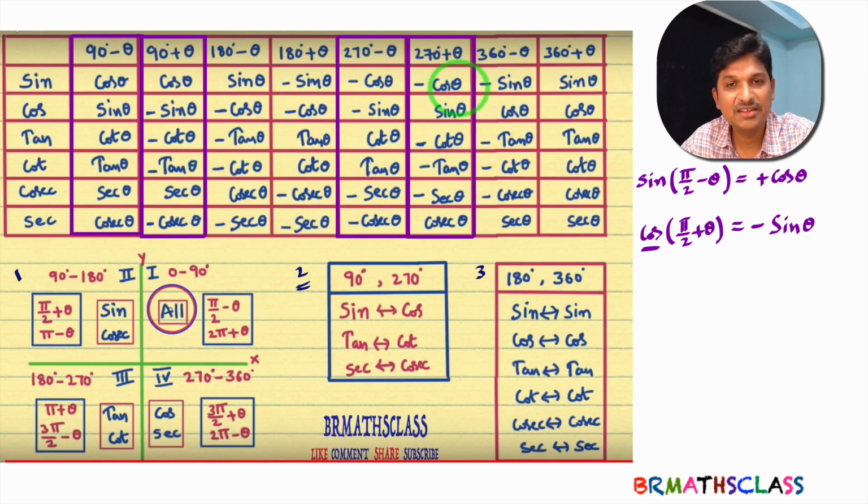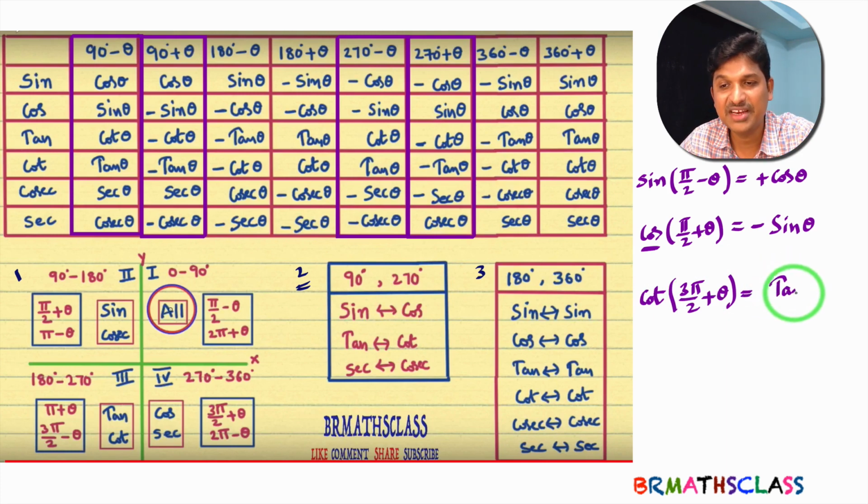Now you see something like 270 plus theta. Cot is given. Cot 3 pi by 2 plus theta. 3 pi by 2 means 270 degrees. As we discussed, whenever we see 90 degrees, 270 degrees, the function changes. Cot changes to tan. Here cot is there. Now cot changes to tan. You just simply write tan theta.